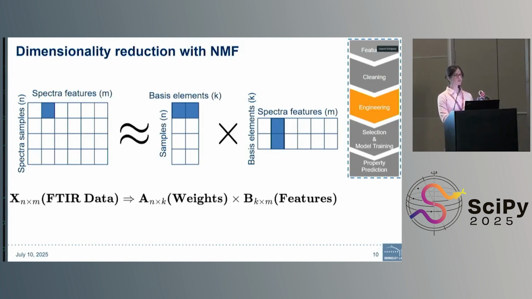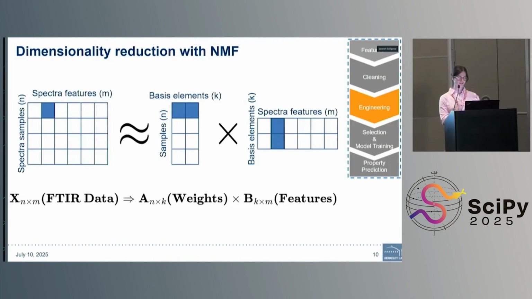So it starts with random non-negative values for both matrices and then iteratively updates them, alternating between A and B to minimize the reconstruction error. And the process continues until the product of AB gets close enough to the original data matrix. And there's a few ways to decide what's close enough.